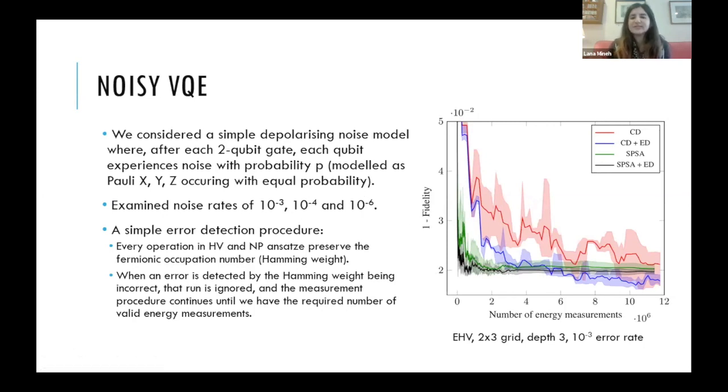The error detection procedure we tried was a very simple one. Like I said before, the Hamiltonian and the ANSATZ are number preserving. So a simple thing you can do to check if something's gone wrong is, once you've done the measurement, to check the Hamming weight, and if that's not the number you were expecting, then something's gone wrong, so you throw that away and do another run of the quantum computer. SPSA doesn't see a massive improvement with this error detection, but coordinate descent does.